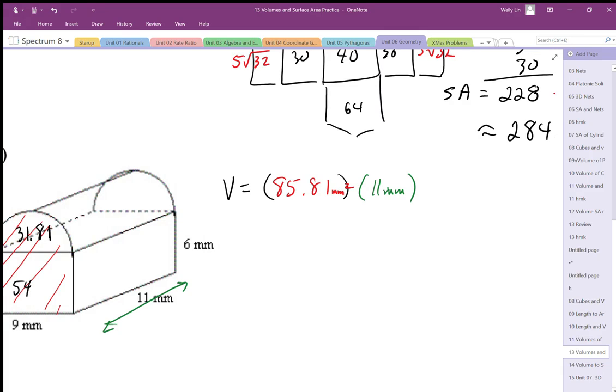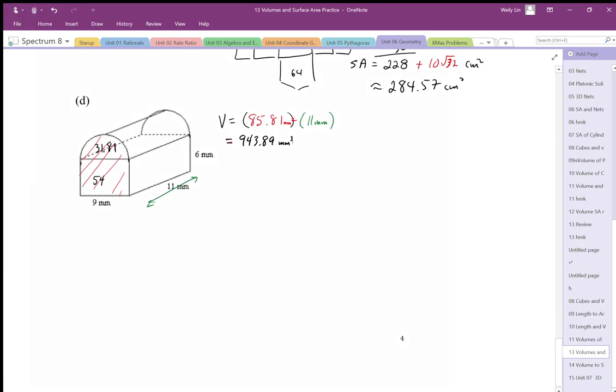Okay, so 85.81 times 11 gives me a total volume of 943.89 millimeters cubed. Now, if you're off by a little bit, that's okay. That's all going to be based on your rounding. So if you rounded differently than me, your numbers will be off by a little bit. If you're getting like 2,000 or something like that, that's wrong. But if you're only off by a little bit, getting like 945, that's perfectly within reason. Okay, so there's my volume.